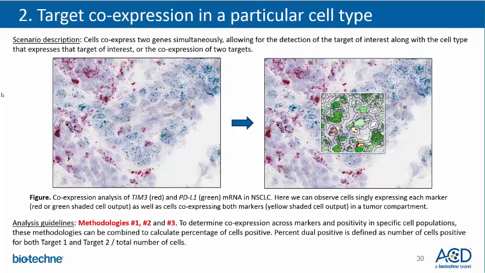In this example, we show the co-expression analysis of the immune checkpoint markers TIM3 in red and PD-L1 in green in non-small cell lung cancer. On the right, the Halo output from the image analysis is shown for a tumor compartment. The cells singly expressing one of the markers are shaded in red for TIM3 and in green for PD-L1. The cells that are co-expressing both TIM3 and PD-L1 are shaded in yellow.